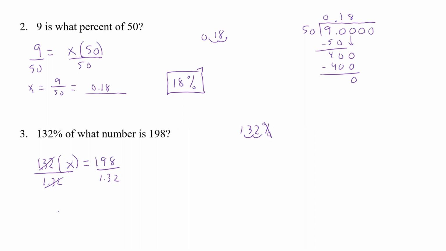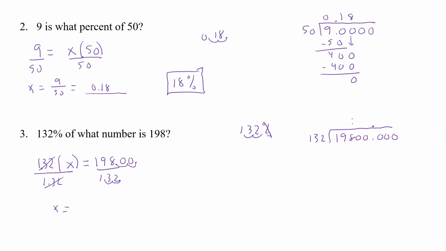divide by 1.32, and so those go away. We have x on the left, and on the right, now we have to divide this, but remember, we can't divide by a decimal, so we have to move our decimal place 2 places here, so we'll have 132 going into 198.00, well, 19,800. So what we need to do is go ahead and do that division. 132 into 19,800.000. Put our decimal there.